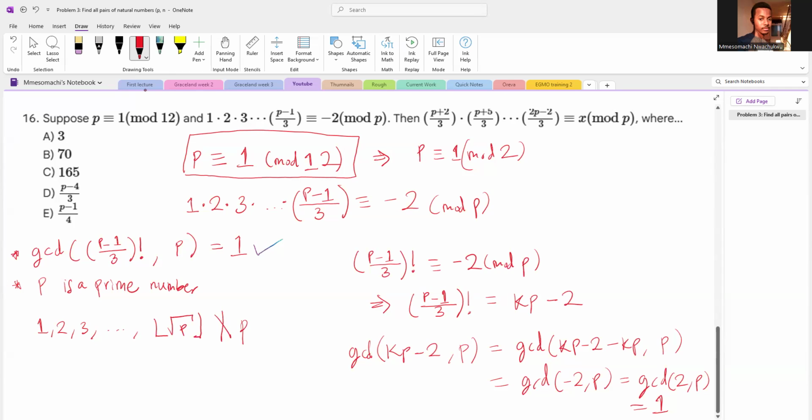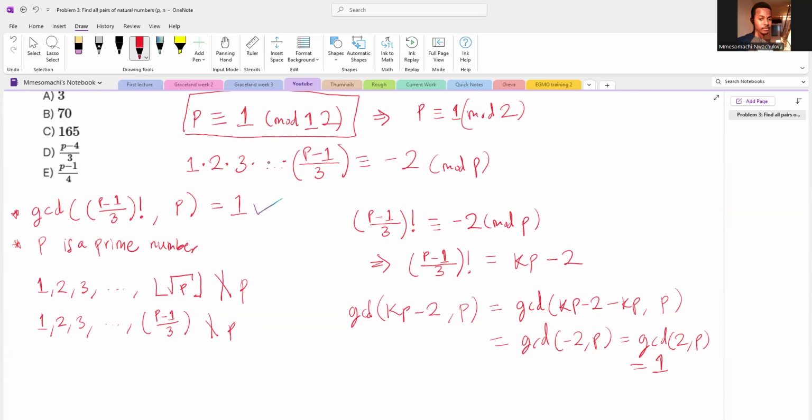Now, in this first statement, we looked at the GCD of (P minus 1) divided by 3 factorial and P, and we showed that they're relatively prime. This proves that for all the numbers from 1, 2, 3 up to (P minus 1) over 3, none of them divides P. So now what we need to analyze, let me scroll down a bit.